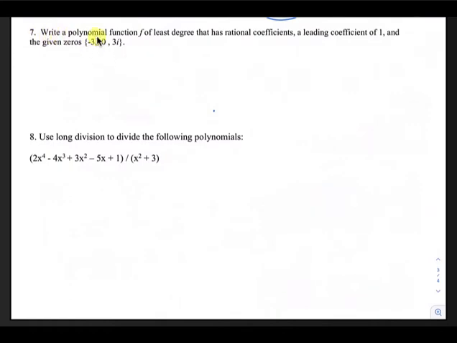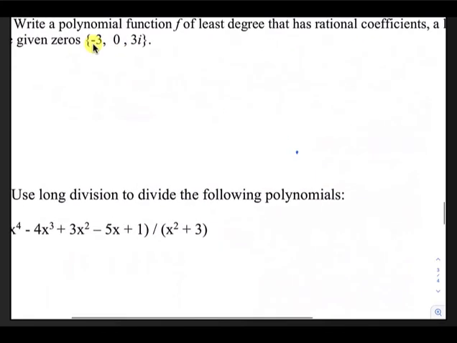Okay, for number 7, it says write a polynomial function f of least degree that has rational coefficients, a leading coefficient of 1, and the given zeros. And the given zeros are negative 3, 0, and 3i. Well, you must remember that whenever you have imaginary zeros, they always come in pairs. So we're going to expand this list to include the 0 of negative 3i as well. So we make our new list, and it's negative 3, 0, 3i, and also negative 3i.